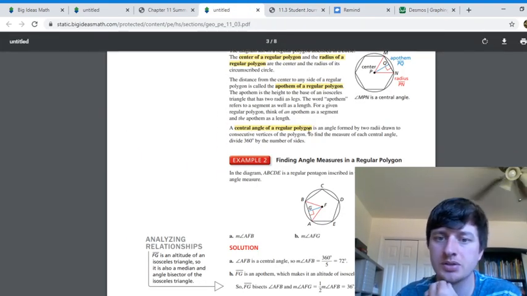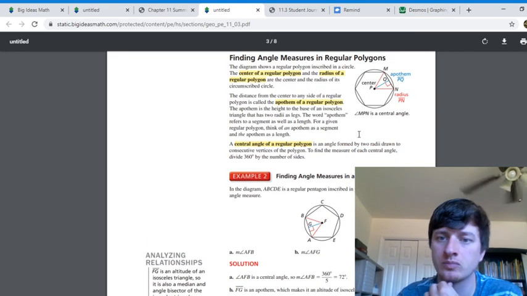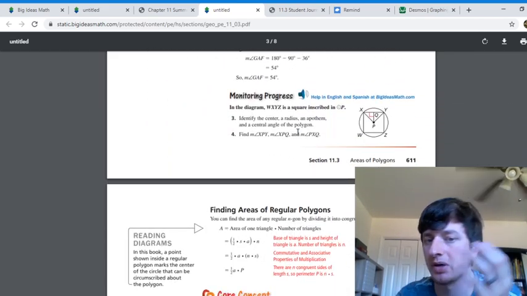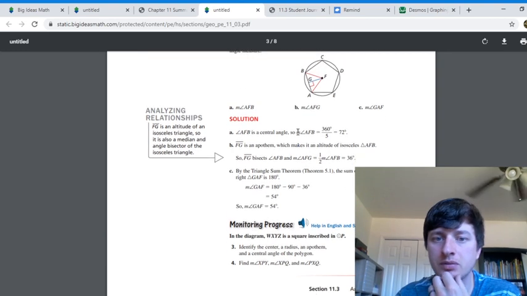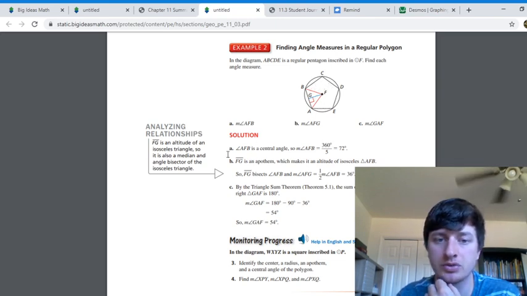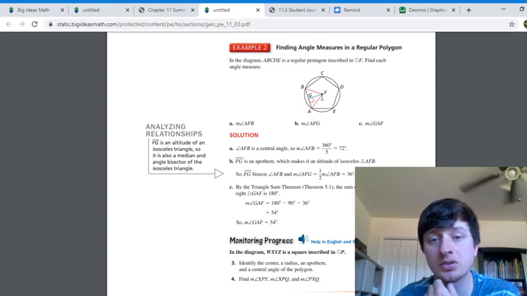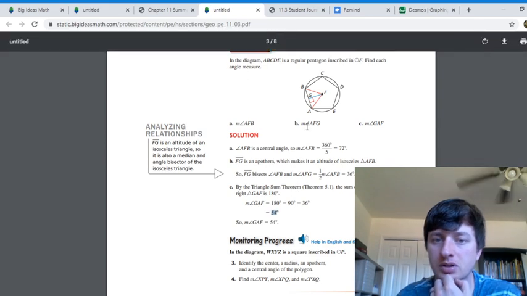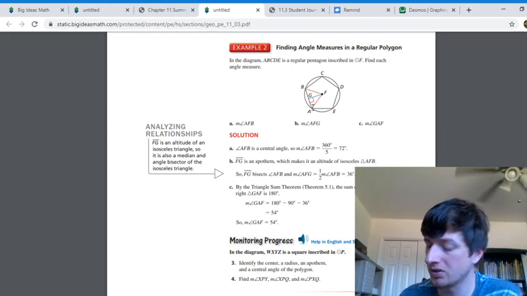The central angle is the angle from the radius to the radius. It's right there. So you just divide 360 by however many sides there are. And so to find those pieces, we'll find some angle measures. We would find BFA or AFB by dividing 360 by 5, which is what we did right here, and we got 72. Okay, and then we have an isosceles triangle, so that would make this 36 and that 36. Oh, no, I'm sorry. This would be 36 here, and then the 54 is when we subtract. So this is 54.